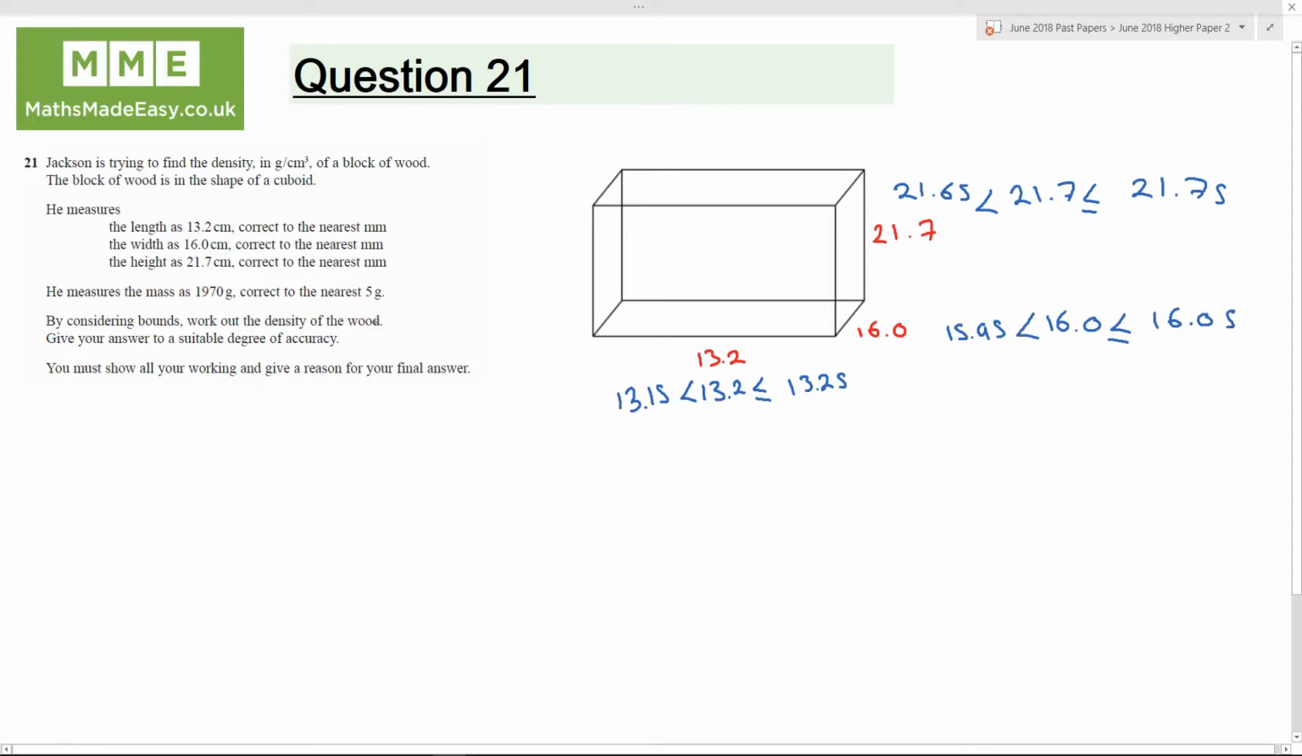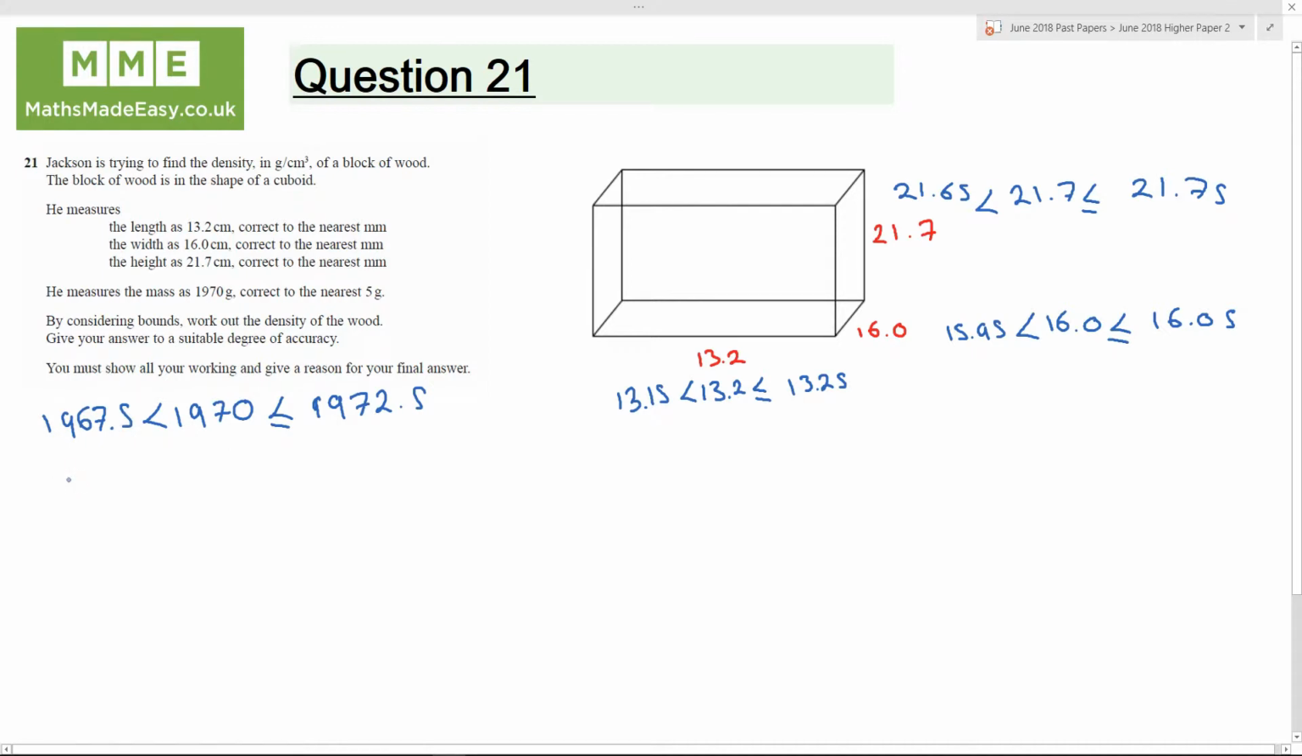Okay, so now we have to work out the upper and lower bounds of the mass measured to the nearest 5 grams. So if we have 1970, half of 5 grams is 2.5 grams, so we'd add 2.5 grams onto it to get the upper bound, and take it away to get the lower bound.